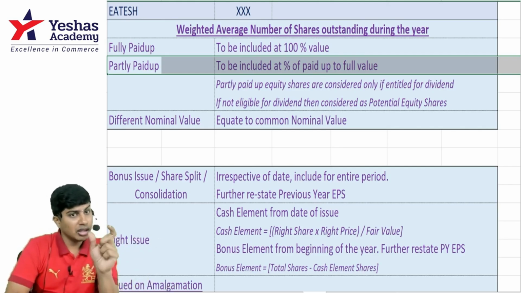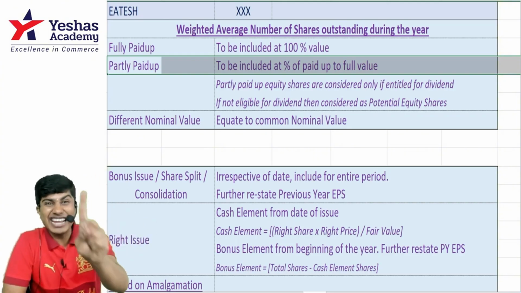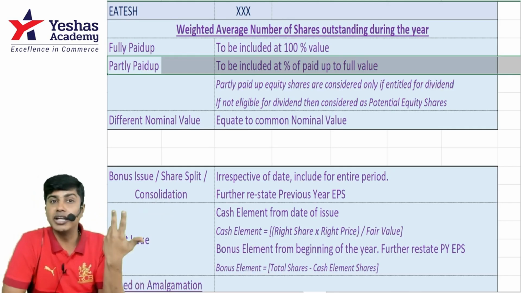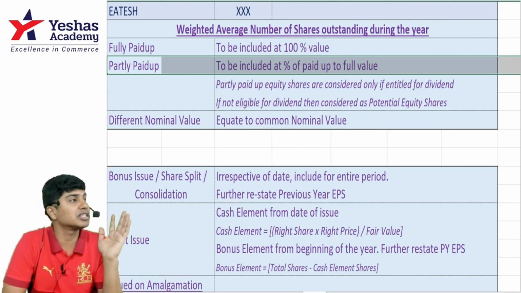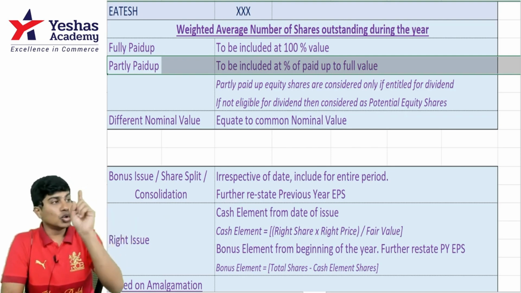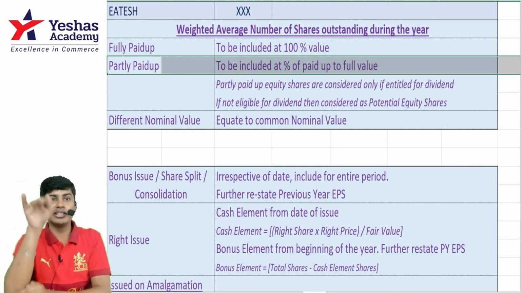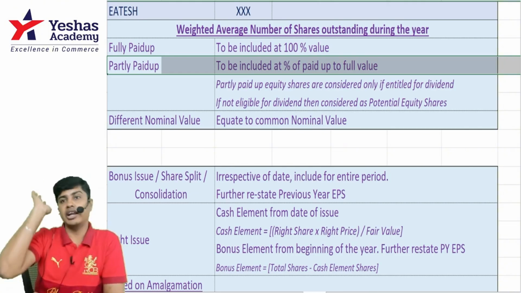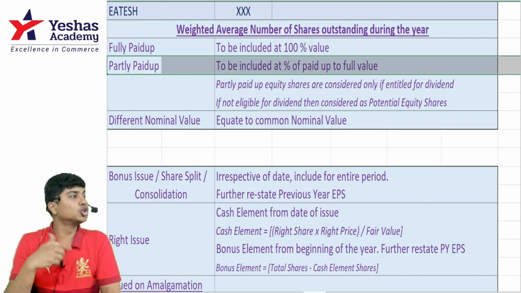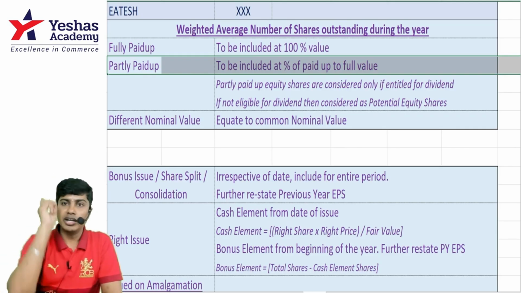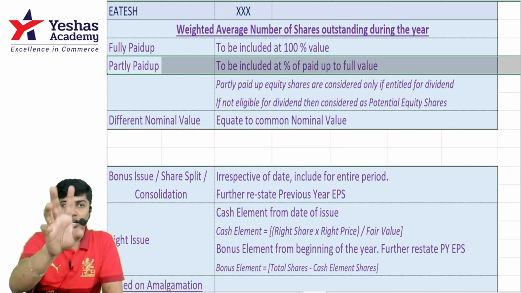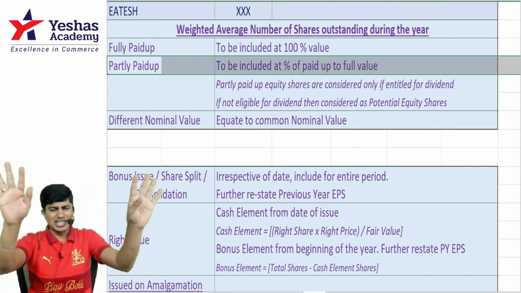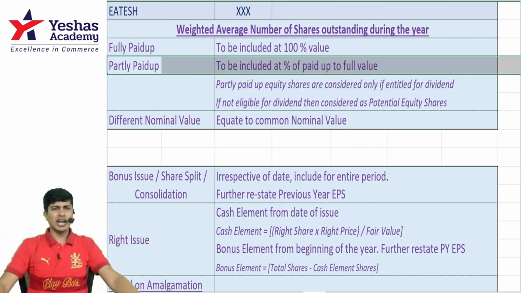Suppose these 10,000 shares are 80% paid up, but these 80% paid up shares are not eligible for dividend as per the share certificate, as per the terms of the prospectus filed by the company. Then, though these 10,000 shares are 80% paid up, don't take them in the denominator. Consider them zero. Until when? Until they become 100% paid up. So what do you do for partly paid up shares? You should check, are they eligible for dividend? If they are eligible for dividend, they are considered in the denominator to the extent paid up, percentage paid up. If they are not eligible for dividend, don't consider them in the denominator. Ignore. I hope you understood.